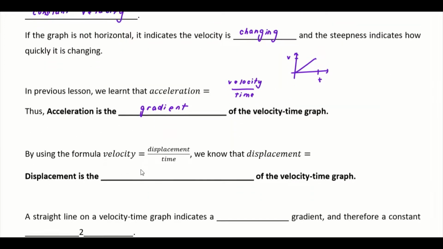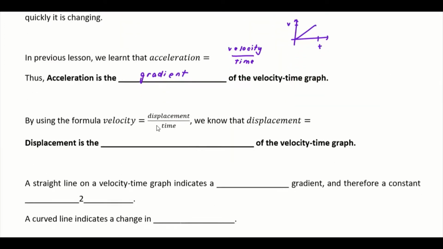So by using the formula, we also know that velocity is equal to displacement over time. So if let's say we try to rearrange it, then we can get that displacement is actually equal to velocity multiplied by the time, right? So let's try to understand it by using this simple graph.